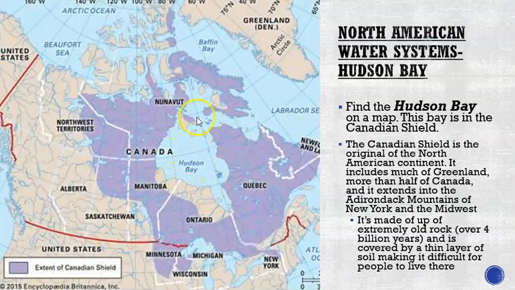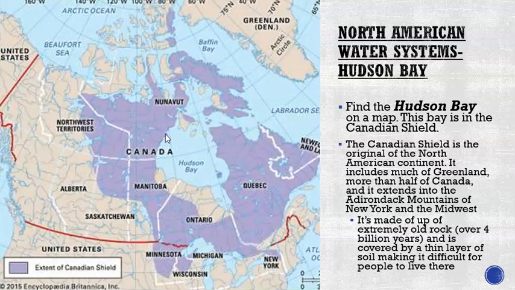Next up, we have the Hudson Bay. The Hudson Bay is located in Canada, and the Hudson River does flow into areas like New York State. Around the Hudson Bay, you have something called the Canadian Shield. The Canadian Shield is the origin of the North American continent. It includes much of Greenland, more than half of Canada, and it extends into the Adirondack Mountains of New York and the Midwest.